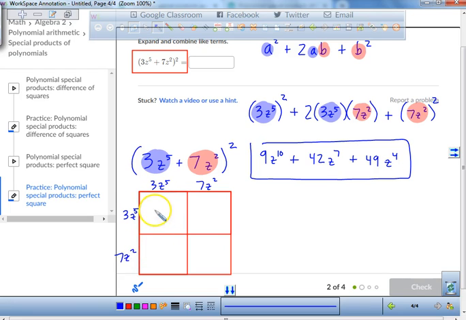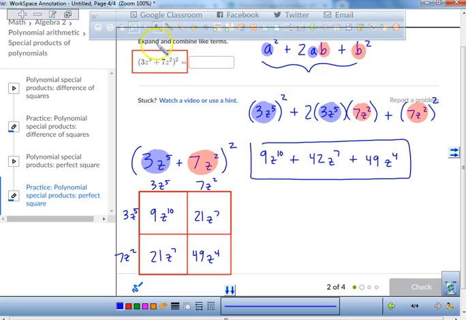And do 3 times 3, which is 9, z to the power of 10. Make that a 21, z to the power of 7. Make this a 21, z to the power of 7. When you add them together, do you still get to 42? Yes, you still get to 42. And then 7 times 7 is 49, z to the power of 4. So do the array method if it makes more sense to your brain than doing this pattern, okay? But this pattern will give us the same answer. And that's what you can do for the sum of squares and the difference of squares.